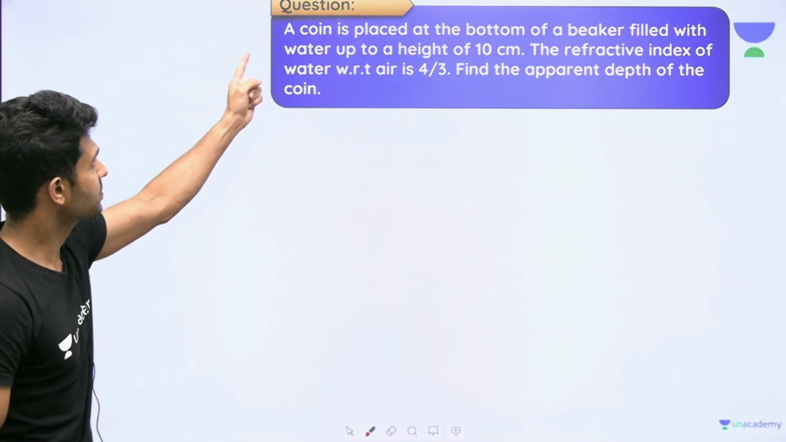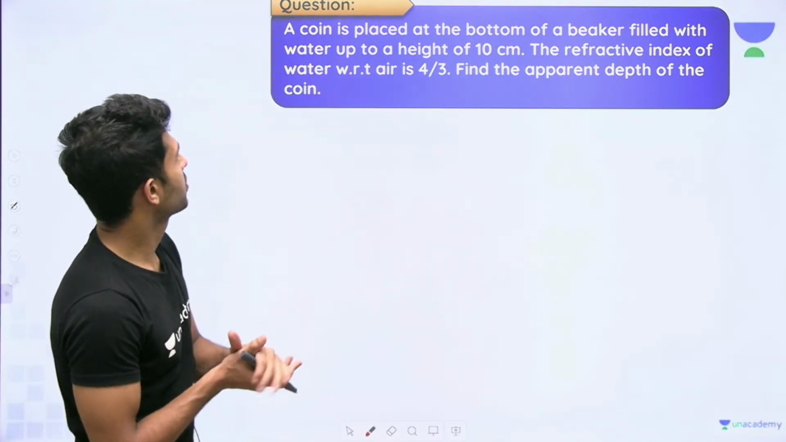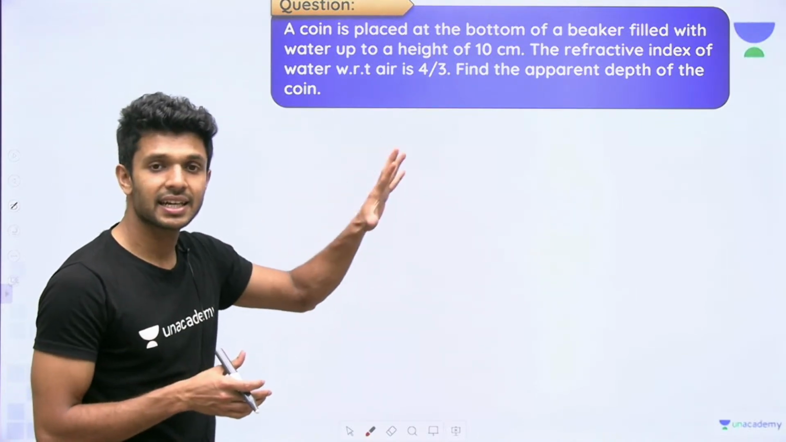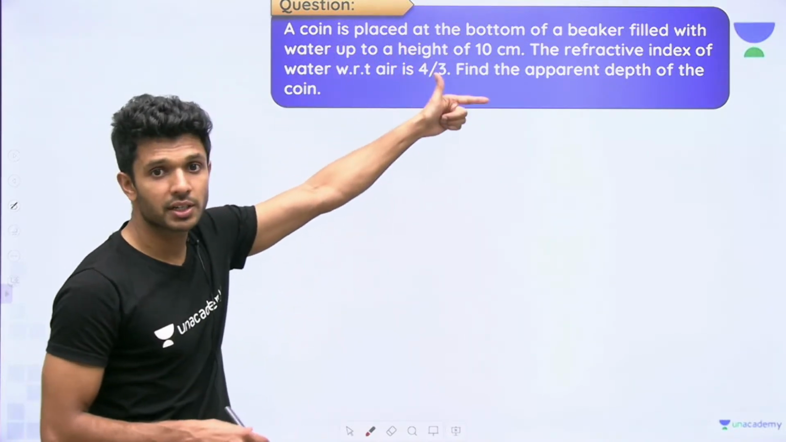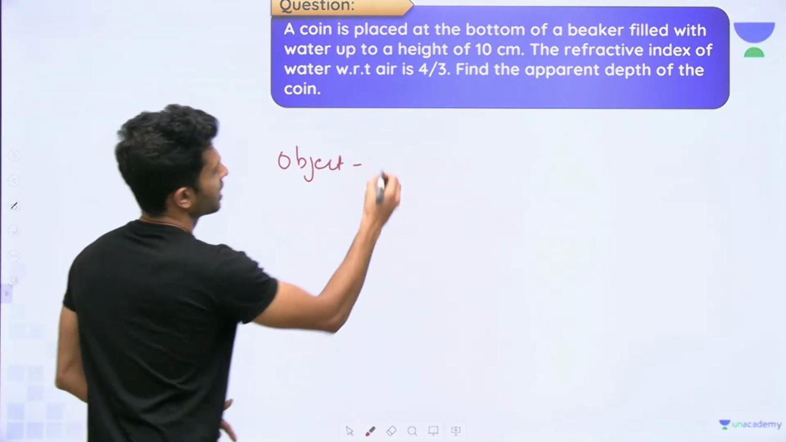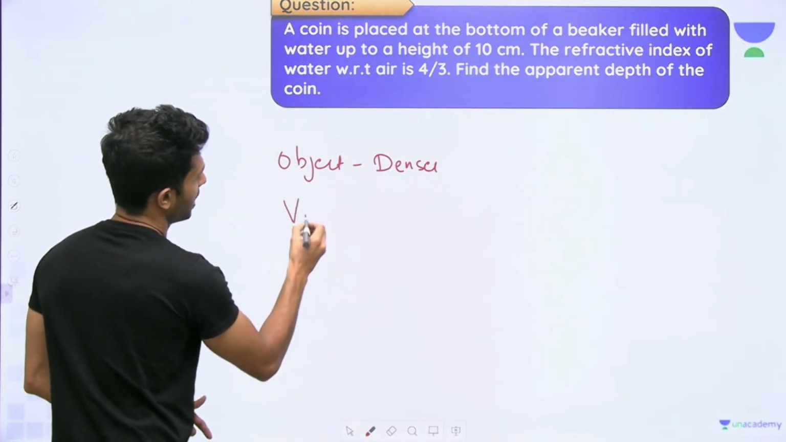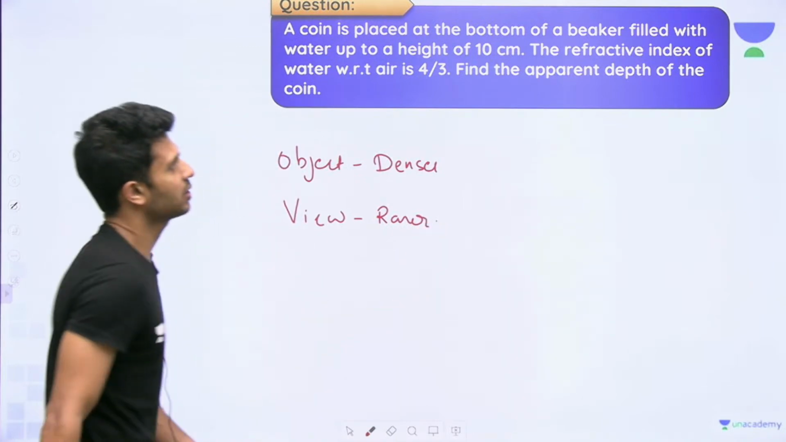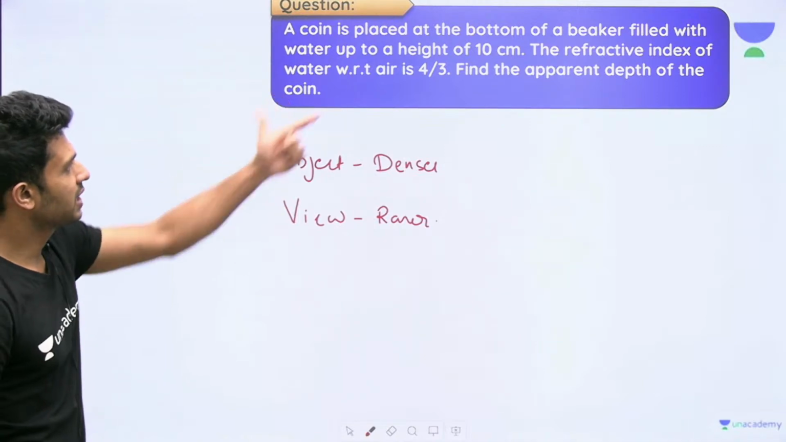Okay. A coin is placed at the bottom of a beaker filled with water up to a height of 10 centimeter. First, let us write which condition it is, right? Coin is placed at the bottom, which means object is where? Object is in the denser medium, and from where we are viewing or looking from the rarer medium, which means outside the water, right? Okay. The refractive index of the water with respect to air is 4 by 3.